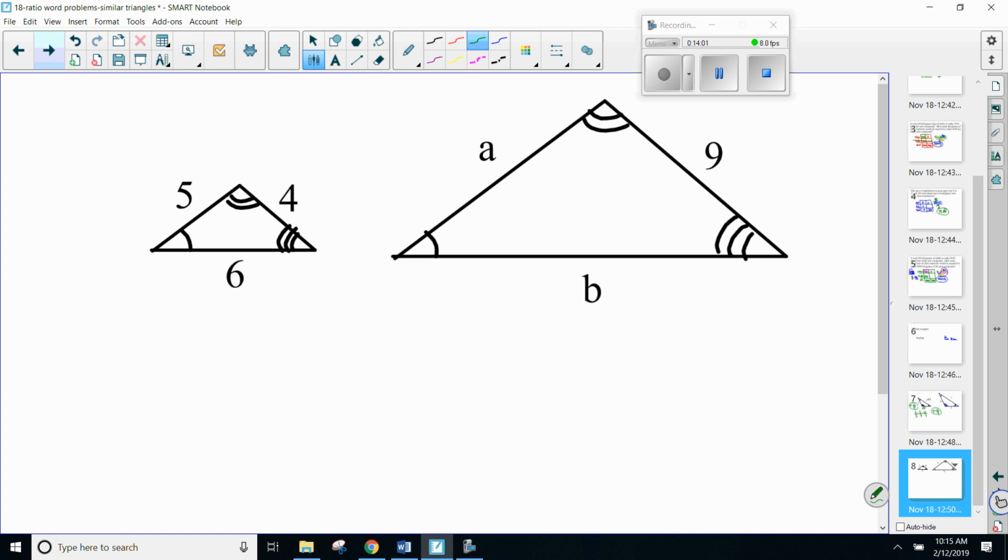So if you look at this one, I would take the smallest triangle. You have 4, 5, and 6. What does 4 correspond to? 9 is between the double and the triple tick mark. 5 corresponds to A, and 6 corresponds to B.